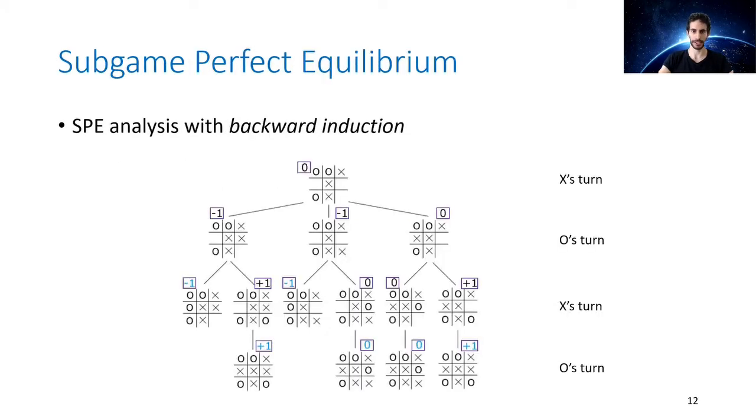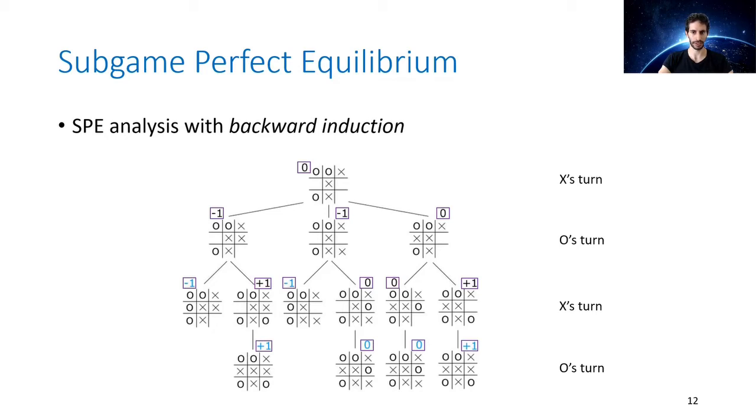As an example for SPE analysis, consider a game of tic-tac-toe. To decide the best action in each turn, the player simulates all possible game extensions, considers the possible outcomes, and chooses the action that leads to the desired result. Subgame perfect equilibrium is when each player is satisfied with their action in each step. This analysis technique is called backward induction.